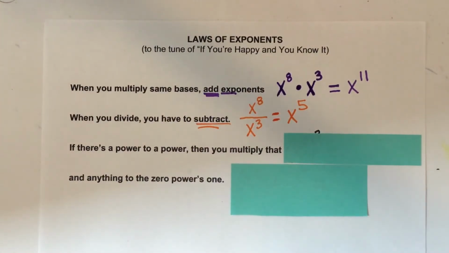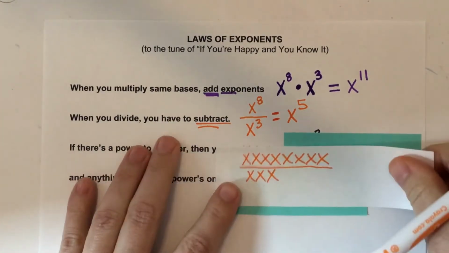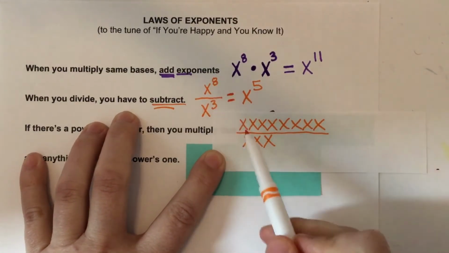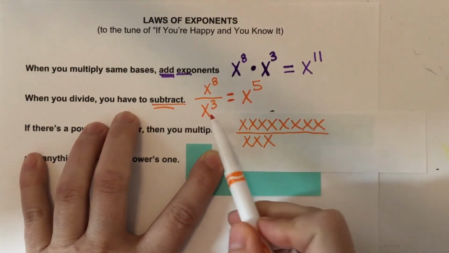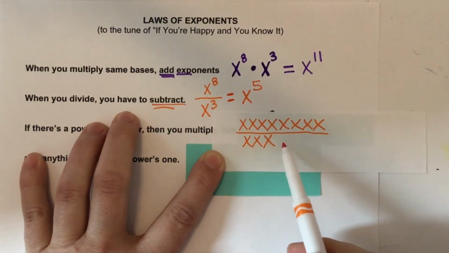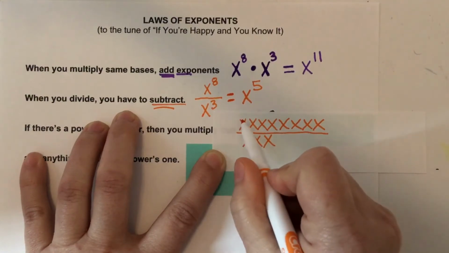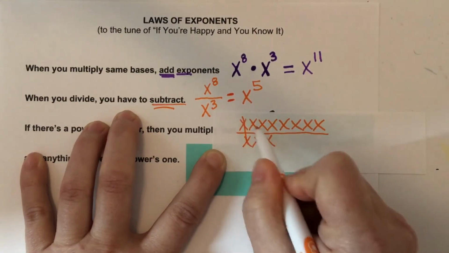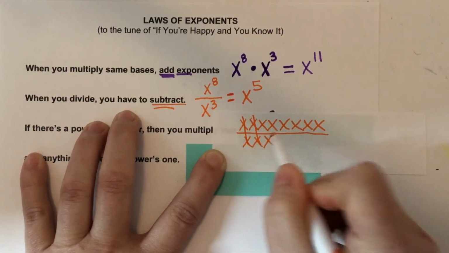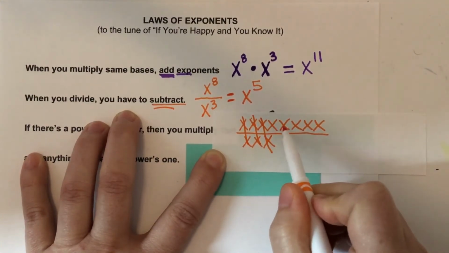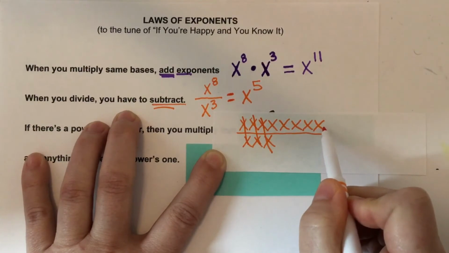And I want to show you a visual representation of this. What this problem means is I have 8 x's on top, I have 3 x's on bottom, and if I was to cancel out x's, this top x could cancel with that bottom one, shoop. This top x could cancel with that bottom one, shoop. That top x could cancel with that bottom one, shoop. And I'd have 1, 2, 3, 4, 5 x's left.